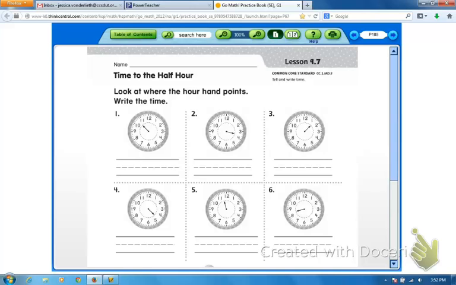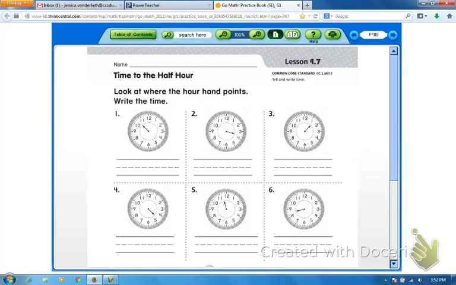For lesson 9.7, we are talking about time to the half hour. So our new vocabulary words are hour and half hour. And our question we're trying to solve is, how do you tell time to the half hour on a clock that only has an hour hand? It doesn't have the minute hand.